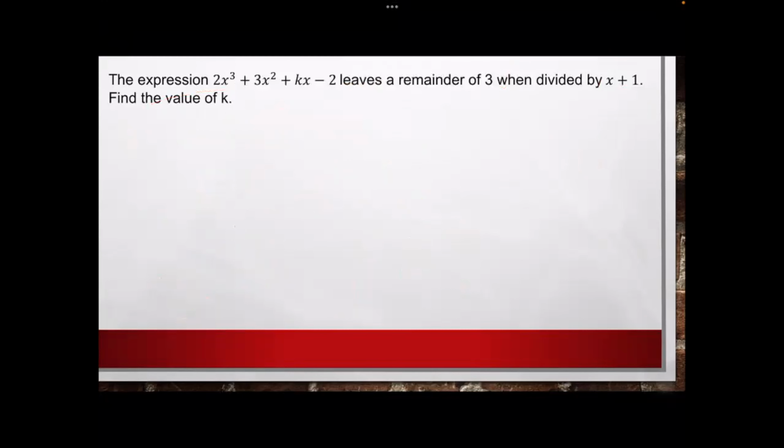Let's have another example. We have the expression 2x cubed plus 3x squared plus ax minus 2 leaves a remainder of positive 3 when divided by x plus 1. So, remainder natin ay 3. Yung x natin dito, x is equal to negative 1, kasi x plus 1. Then, P of x is equal to 2x cubed plus 3x squared plus kx minus 2. Palitan natin yung x ng P of x.